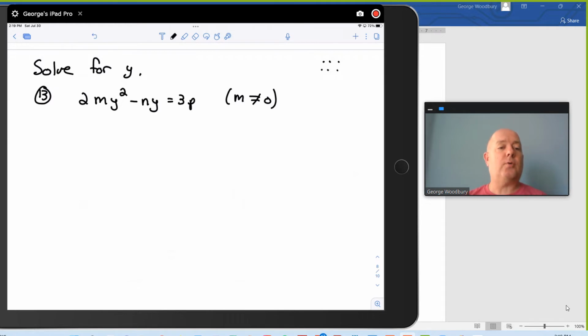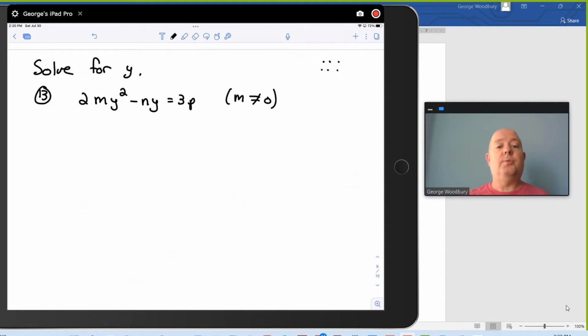Here it says solve for y, and this is a quadratic in terms of y. We've got a y squared term, we've got a term with a y to the first power in it, and we've got another term that doesn't have y at all. We're treating the variables m, n, and p as if they were numbers.